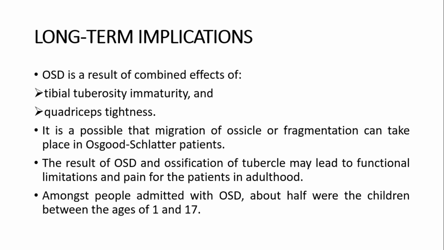And the long-term implications, what are these? Osgood-Schlatter disease is a result of the combined effects of tibial tuberosity immaturity and quadriceps tightness. It is possible that migration of an ossicle or fragmentation can take place in OSD. The result of OSD and ossification of the tubercle may lead to functional limitations and pain for the patients in adulthood. Amongst people admitted with OSD, about half were children between the ages of 1 and 17.